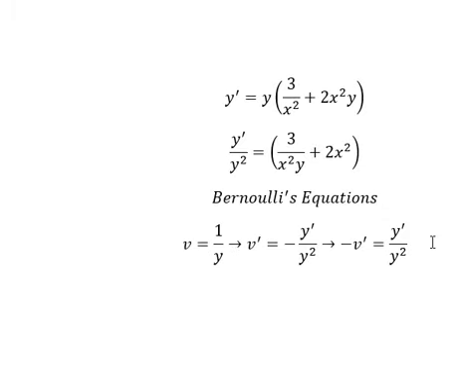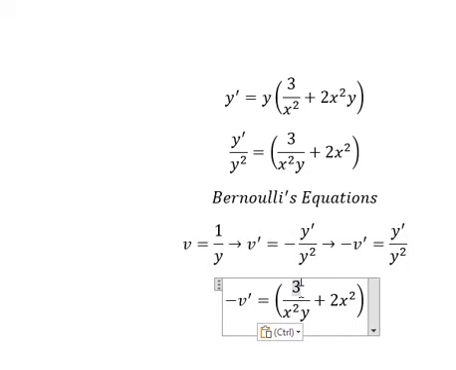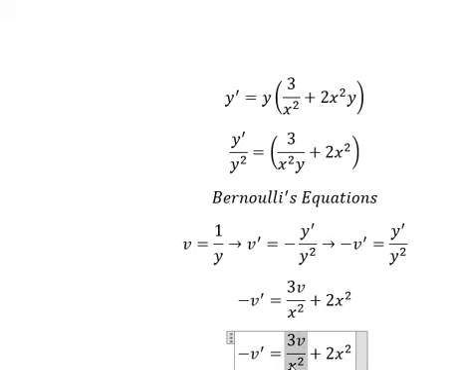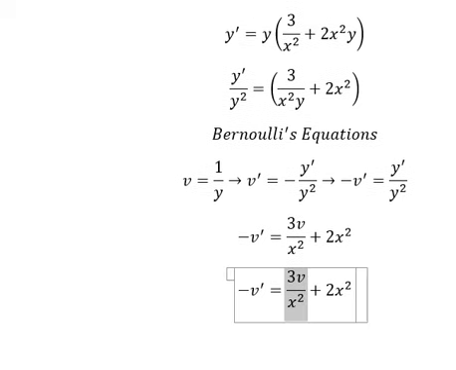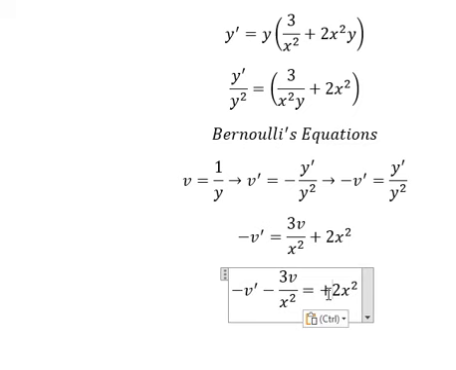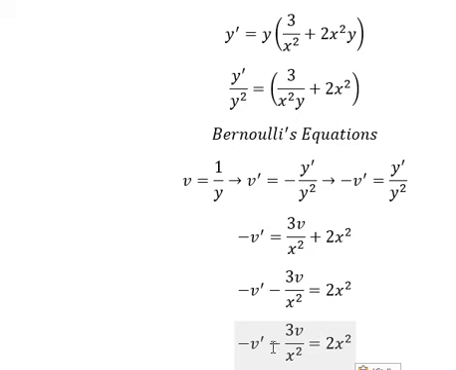So this one we change by this one, and this one we change by v. Next, I will put this one to the left. Next, we multiply both sides by negative 1.